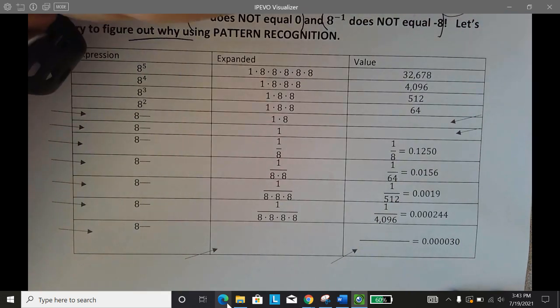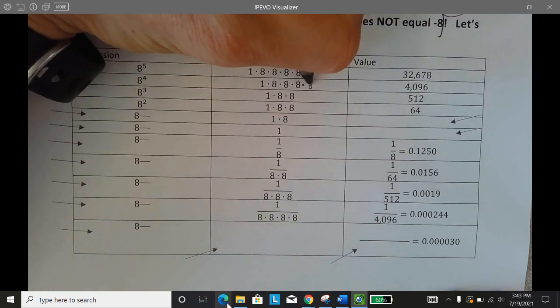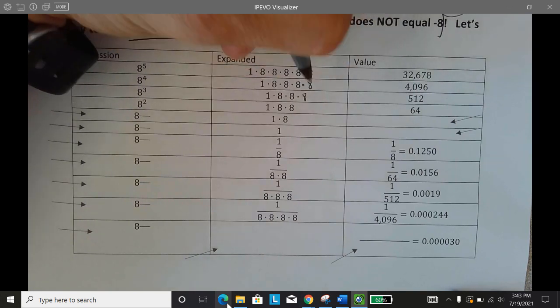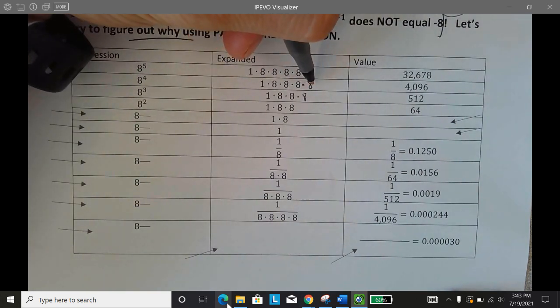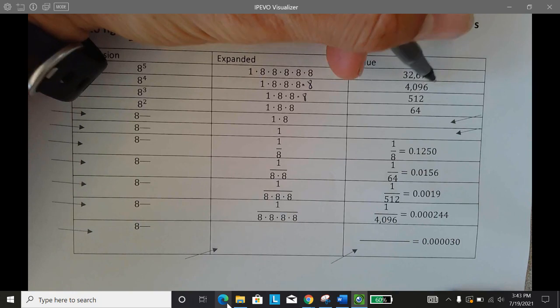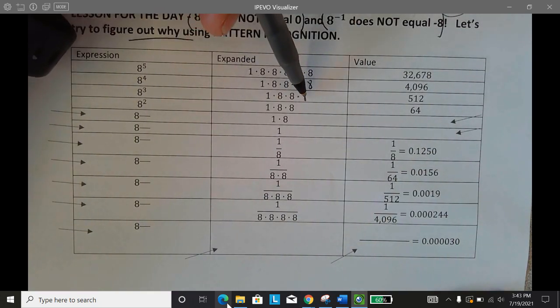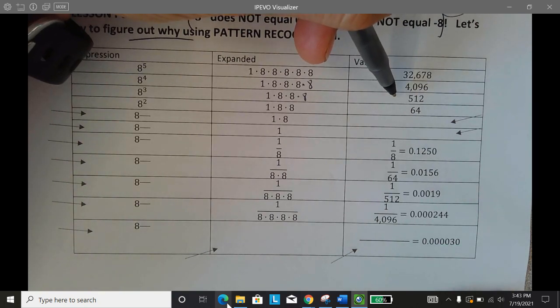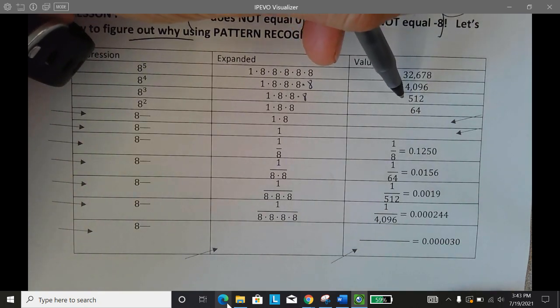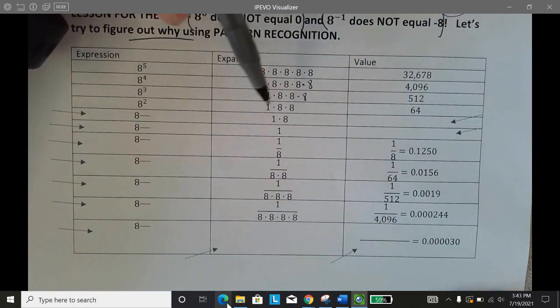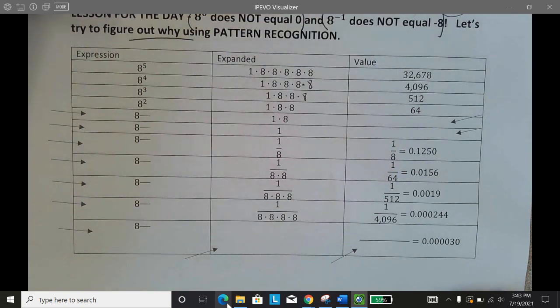Now, 8 to the 4th, that should actually be this. Sorry about that. 8 to the 4th, if you do that, you get 4,096. 8 to the 3rd is really 8 times 8 times 8. You get 512. So getting pretty small, getting a lot smaller. 8 to the 2nd is 8 times 8. We should know that's 64.